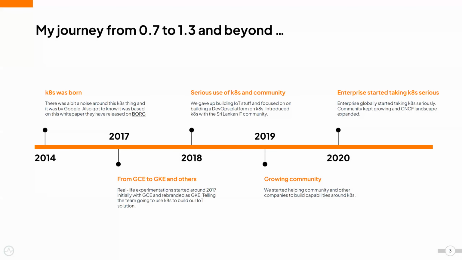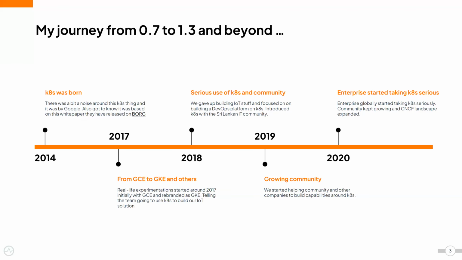Then around 2017, Google launched what they called GKE, Google Container Engine at first, and that was the first one to release managed Kubernetes. So I started experimenting in 2017, around the time I joined a company. We started looking at what we were going to build on it, and we were working on identity.